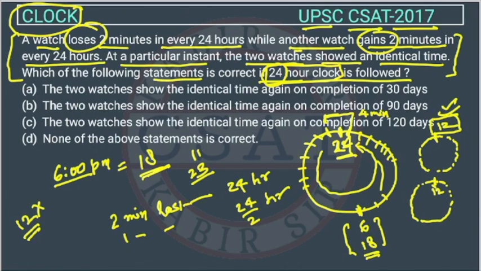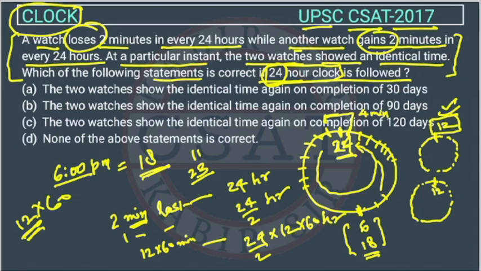So 12 hours, because this is in minutes, so we will convert this 12 hours into minutes. That will be 12 into 60. So 12 into 60 minutes will lose in how many hours? So this will be 24 upon 2 into 12 into 60 in this much hour, right. So 2 will cut this 60 30 times. So this is the total hour.